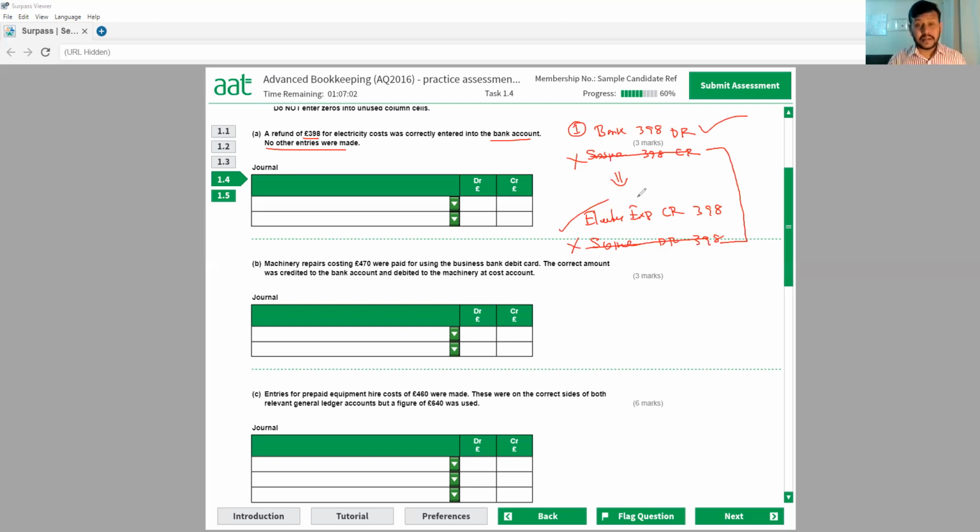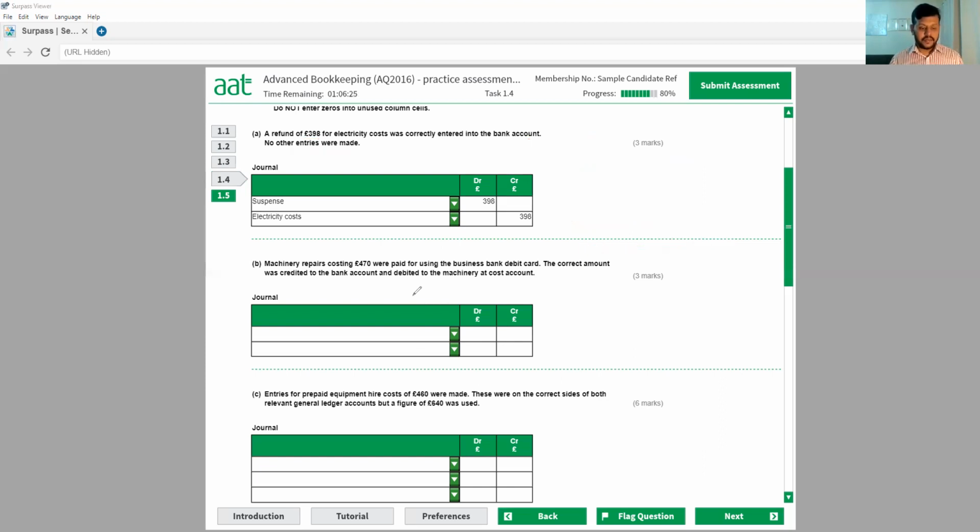First, we have to identify the mistake. Once we identify the mistake, we have to remove the suspense and record the correct one. Be very, very careful with this question. So we need to say suspense is a debit, 398, and electricity cost is a credit, 398. So this is sorted. Let's read the next one.